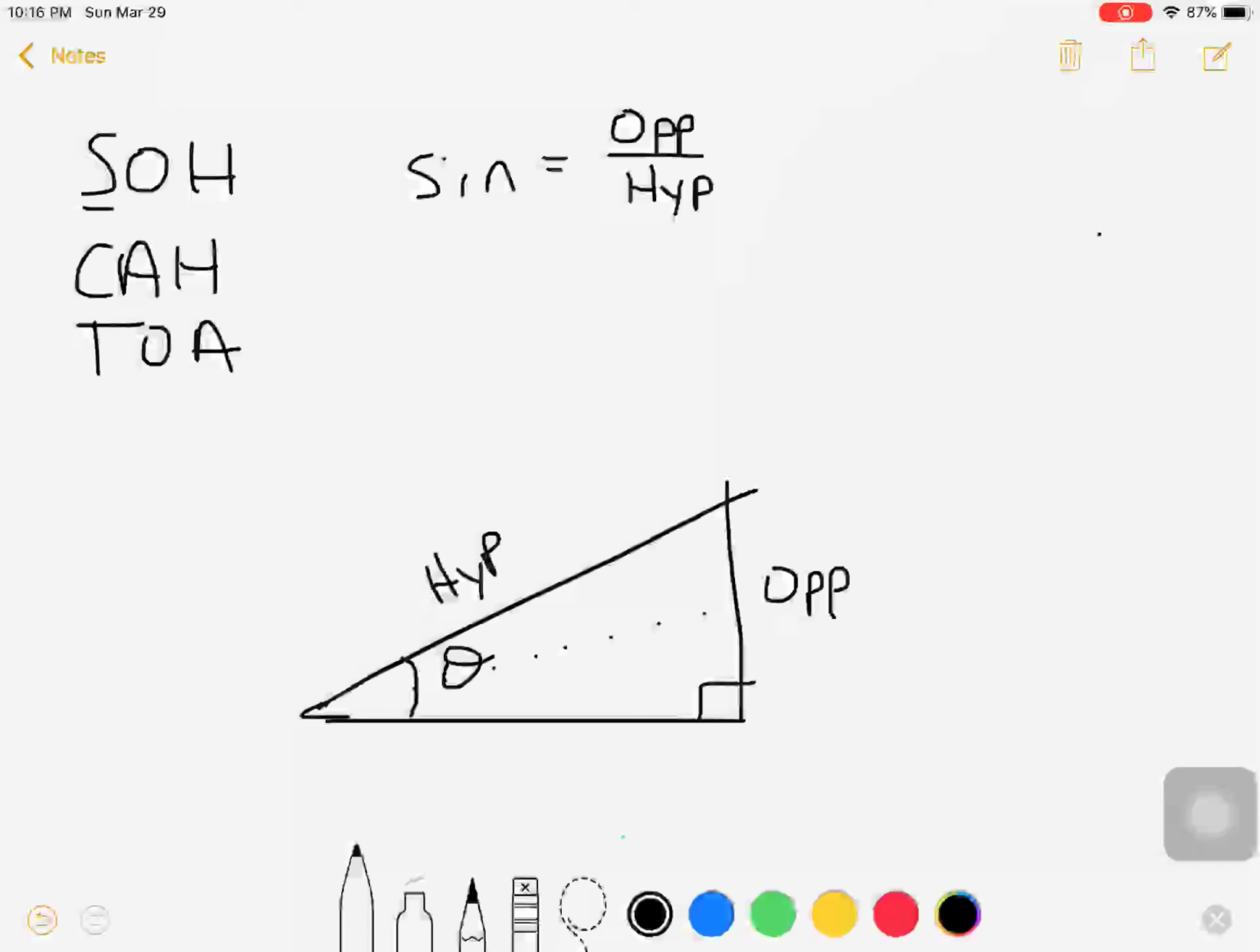Now, some people might want to say, oh, well, this one is our adjacent side. We can't have the hypotenuse also be the adjacent side, so it has to be the other one that's left. It's right here. All right. So, sine is our opposite over our hypotenuse.